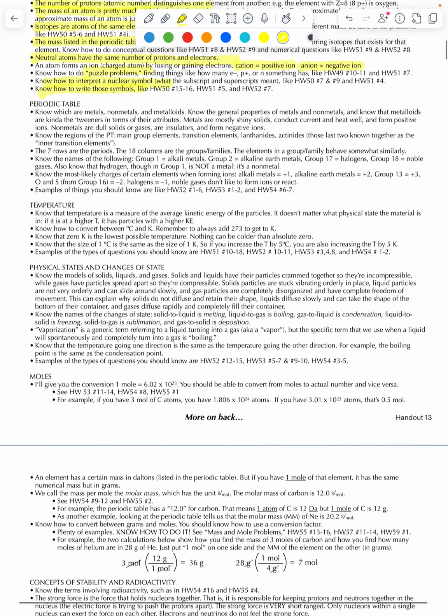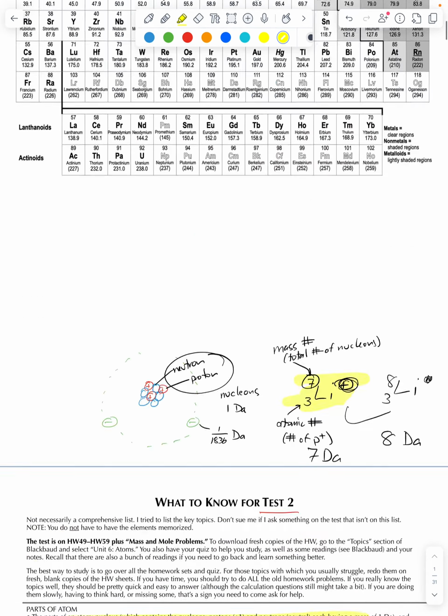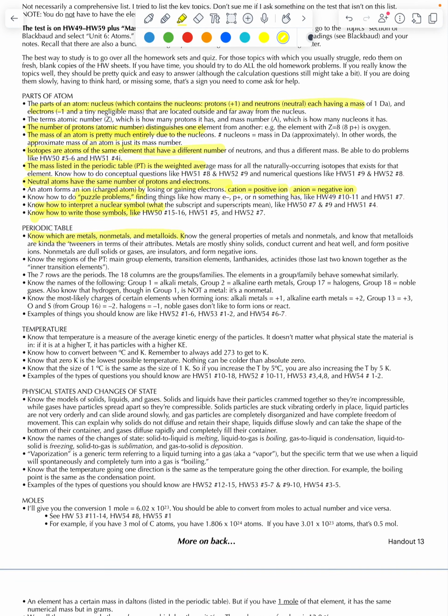Okay, periodic table. Maybe I'll just review it, but let me quickly look at this. Know the difference between metals, nonmetals, and metalloids, not just in where they're located in the periodic table, but in terms of their properties. So likely I'm going to ask something about the properties. It's kind of an important idea of chemistry.